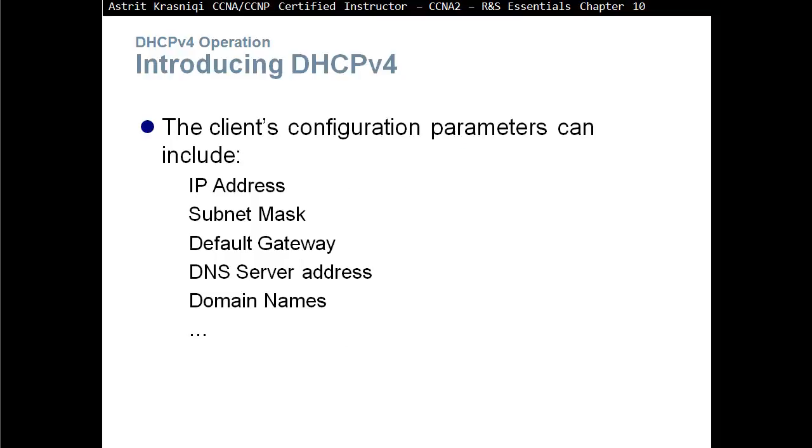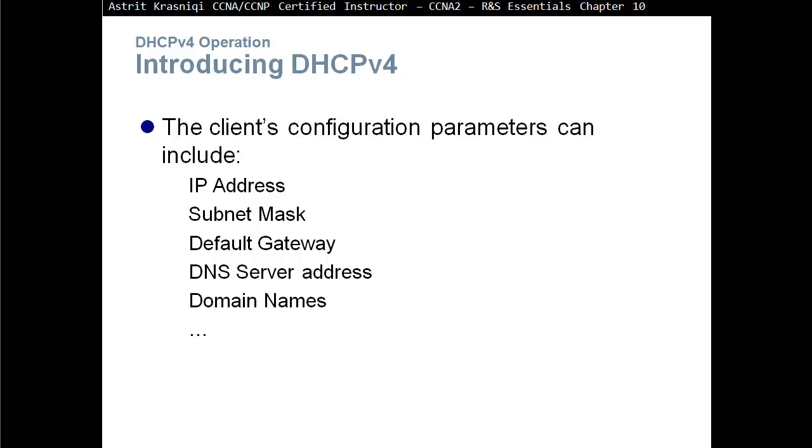The configuration parameters that DHCP is going to assign are like we said with the manual method. We have an IP address that has to be unique in the local area network. We have a subnet mask that defines what network we belong to, and we need a default gateway. So if we want to communicate to someone outside our network, we need to know who we're going to send it to.